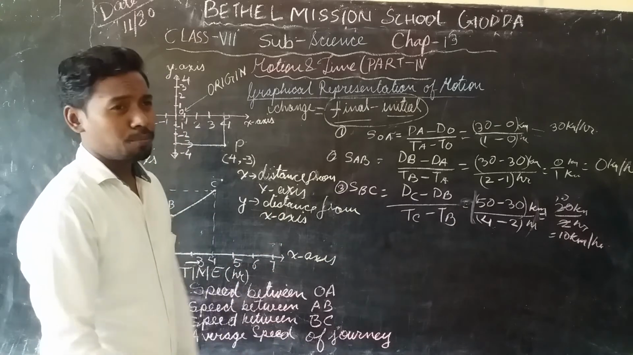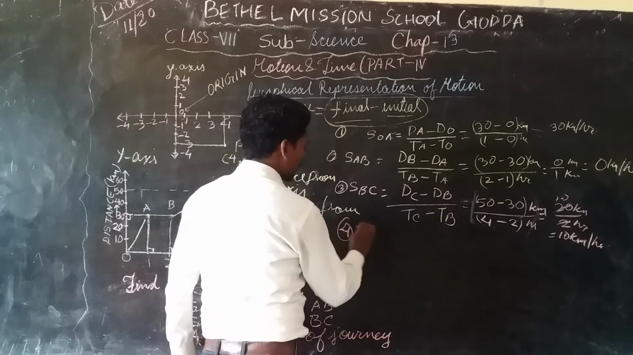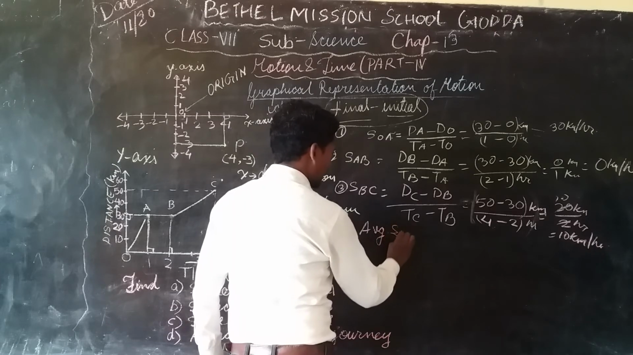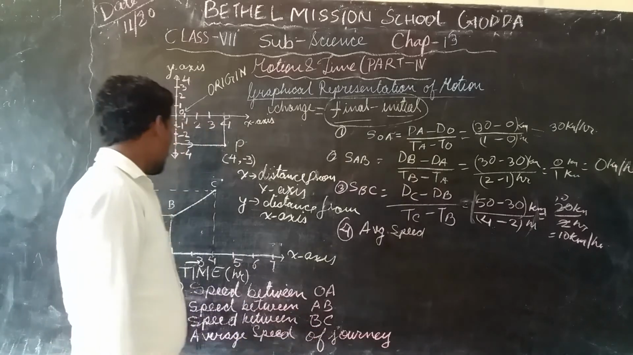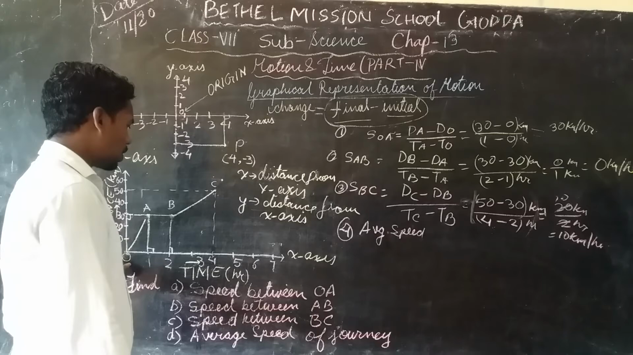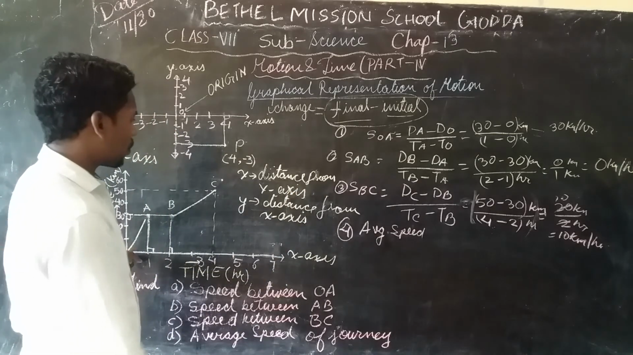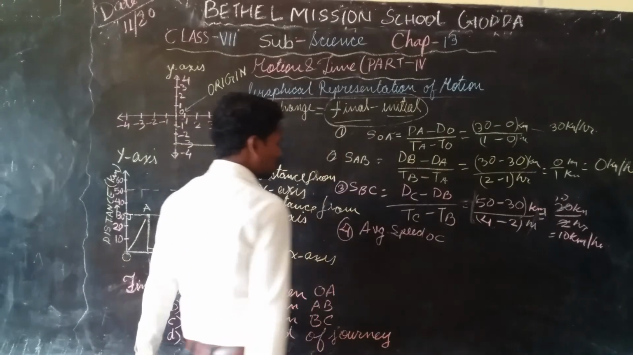Now one more very important thing. One more thing that we discussed in the previous class was average speed. Yes, we need to calculate the average speed of the journey. Means the journey means from O to C, the whole journey. No, that is the journey. So of the whole journey, what is the average speed? So average speed of OC is the whole journey.